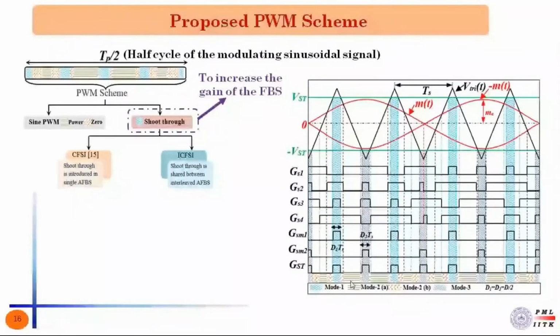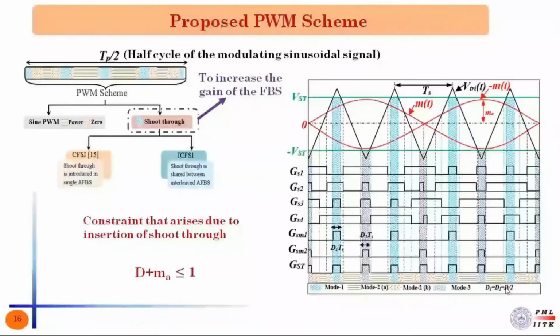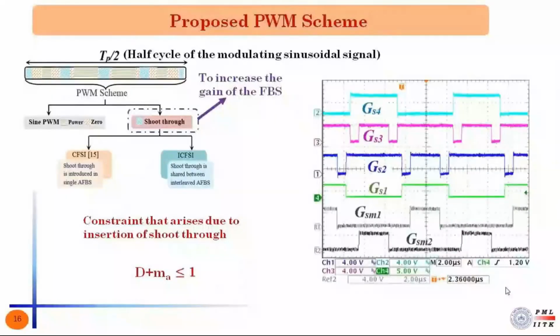Now this PWM scheme has a constraint, which arises due to the fact that the shoot-through interval and power interval cannot overlap, because in the shoot-through interval the active power transfer to the load is actually 0. So this leads to the constraint that D plus MA must be less than or equal to 1. This here shows the PWM signals obtained from the digital signal processor, where in the EPWM module the PWM scheme is implemented.